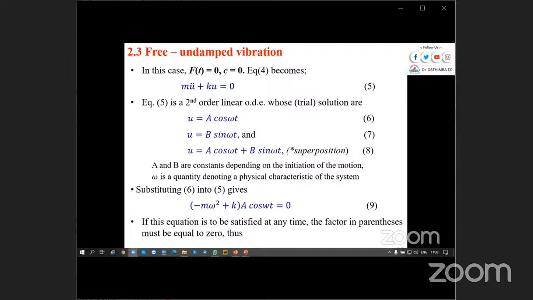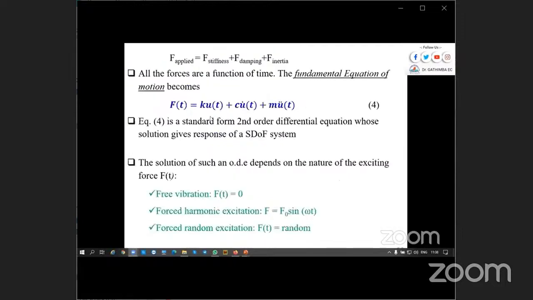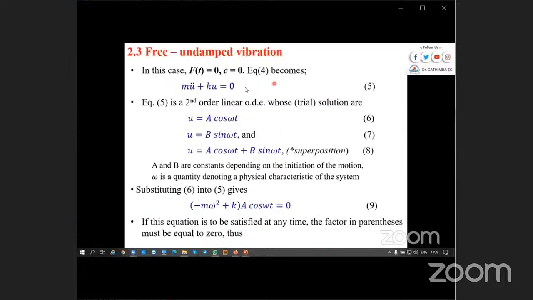All right. Now, in this case, we are saying free and undamped vibration. So no external excitation, no external force, no damping. That means in our fundamental equation, F(t) is equal to 0, and C du/dt is equal to 0. So you're only left with the components of K and of M, and this side is 0. So we end up having this equation.